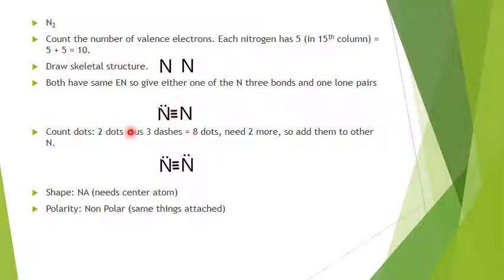You count them up. So there's 2 dots and 3 dashes. Each dash is 2, so it's 6 plus 2 is 8. Well, we're missing 2, so we just put them on the nitrogen that we didn't start with. And you count them up now, and now you got 10. 2, 4, 6, 8, 10. Now again, this molecule doesn't have a shape, and it's nonpolar because it has the same things attached to each other, or to the central bond.